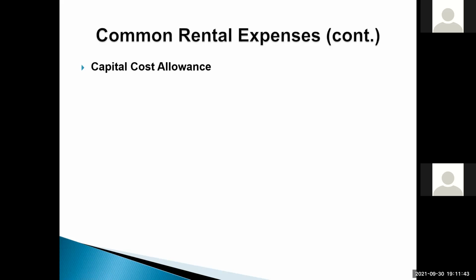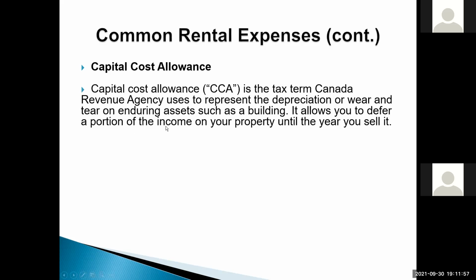Next is capital cost allowance. This is probably the number one type of expense I see clients not having claimed in the past when someone else was working with them. It's the tax term that CRA uses to represent what's called depreciation. It simply can be thought of as wear and tear on enduring assets such as a building. What this allows you to do is to defer a portion of the income in your property until the year you actually sell it.